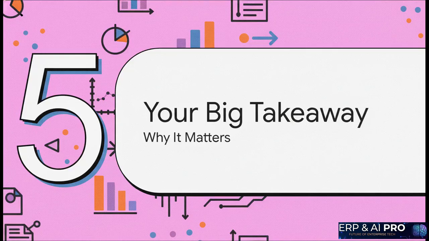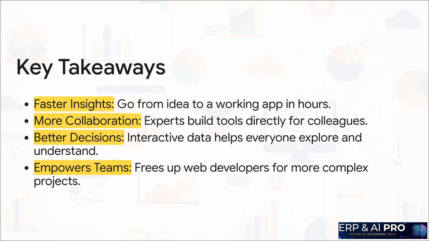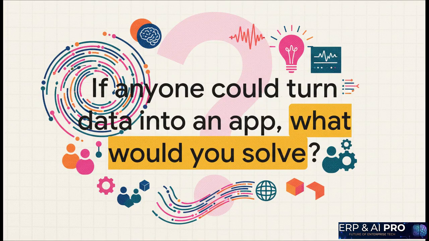So let's boil all this down. If you're going to remember just one thing about all this, what should it be? Let's zoom out and look at the big picture. Here's the takeaway. First, it means faster insights. You go from an idea to a working app in hours, not weeks. Second, you get way more collaboration because experts can build tools directly for their colleagues. Third, it leads to better decisions because now everyone can play with the data and really understand it. And finally, it empowers your whole team, freeing up your expert web developers to go solve the really, really hard problems.